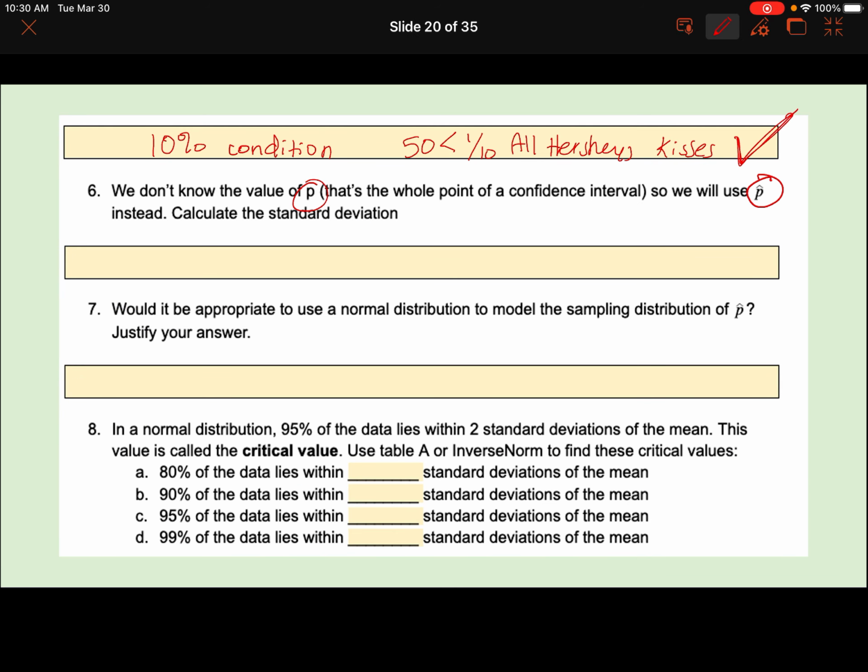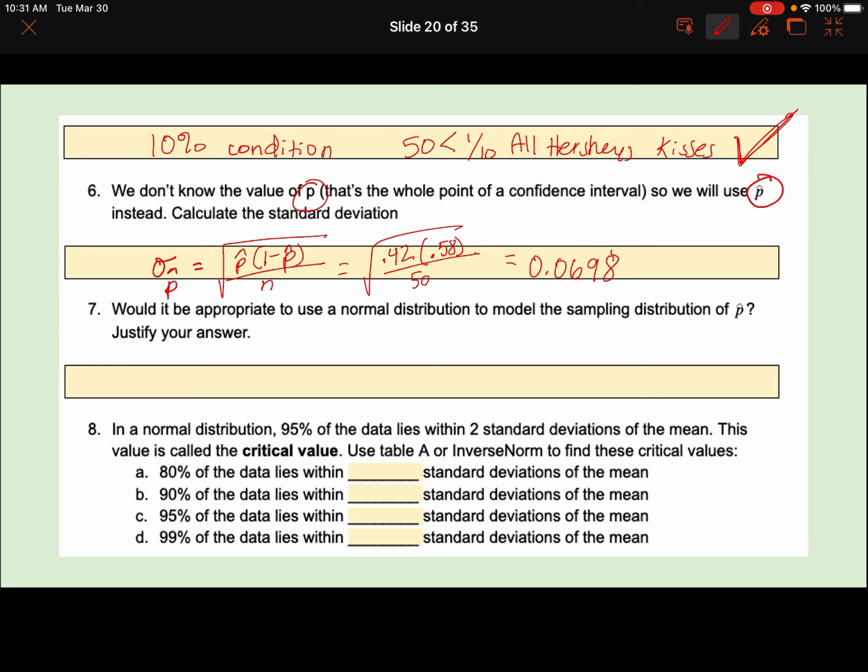All right, so if we are finding the standard deviation here, it's going to be big square root, but now it's going to be P hat, 1 minus P hat, all over N. The P hat that we got was 0.42. 1 minus that is 0.58. Sample size was 50. And if you're doing all that right, you should get 0.0698.